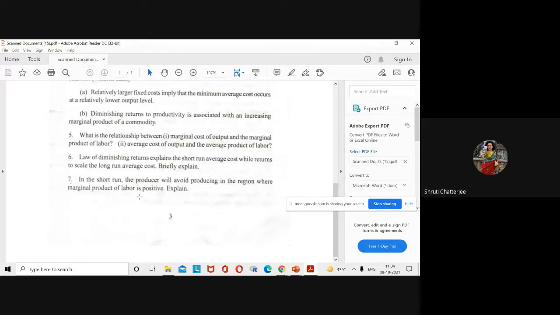So in situation one, ultimately the producer is pushed to produce in region two, where MPL starts falling but APL is still positive. So this statement is partially correct. It is incomplete.